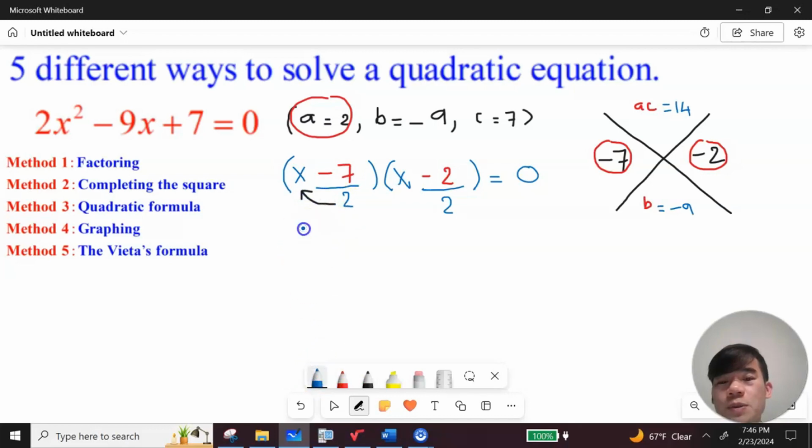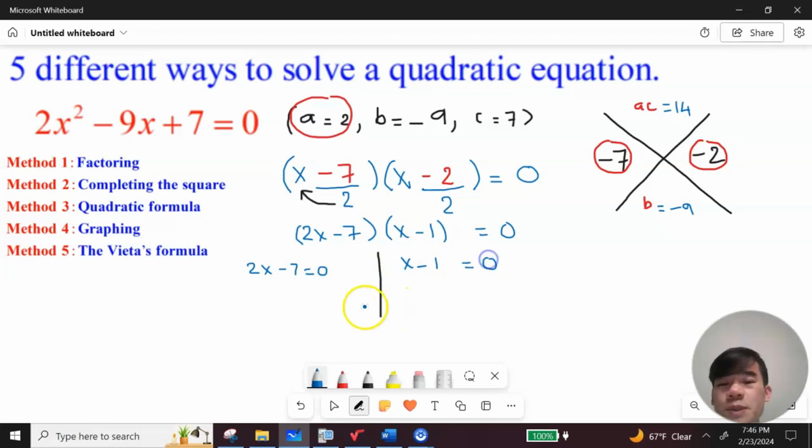So you multiply this one like this. So you have 2s minus 7, and then -2 divided by 2 is going to be -1. So this one is going to be s minus 1 equals 0. And then this is the zero product, right? So you just split this in half right here: 2s minus 7 equals 0, and s minus 1 equals 0. Each of them must equal 0.